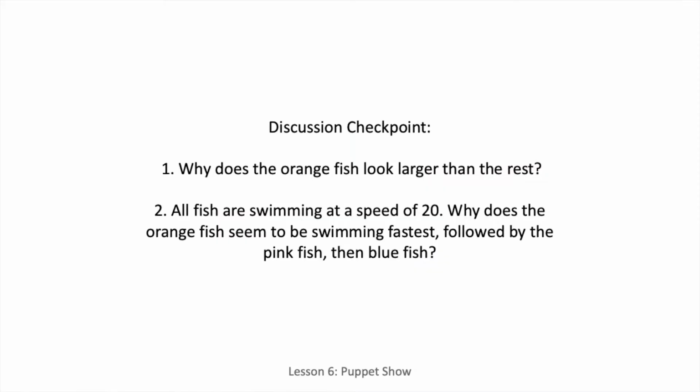Time for a discussion checkpoint. Question number 1. Why does the orange fish look larger than the rest? Question number 2. All fish are swimming at a speed of 20. Why does the orange fish seem to be swimming the fastest, followed by the pink fish, then the blue fish? I will play the animation for 10 seconds before I reveal the answer. Pause the video now if you need more time to think.